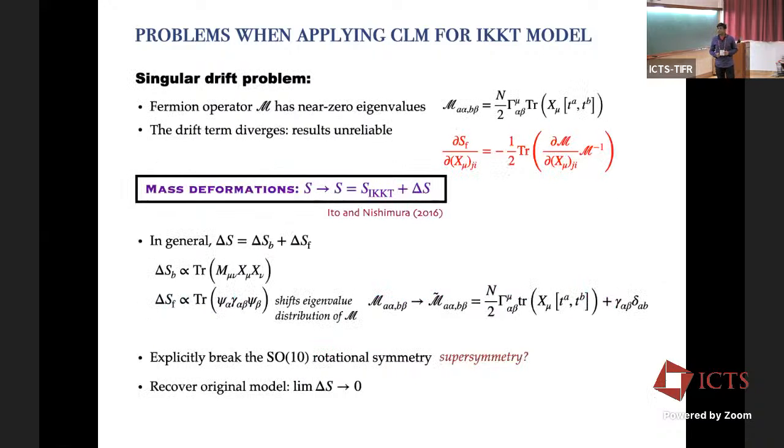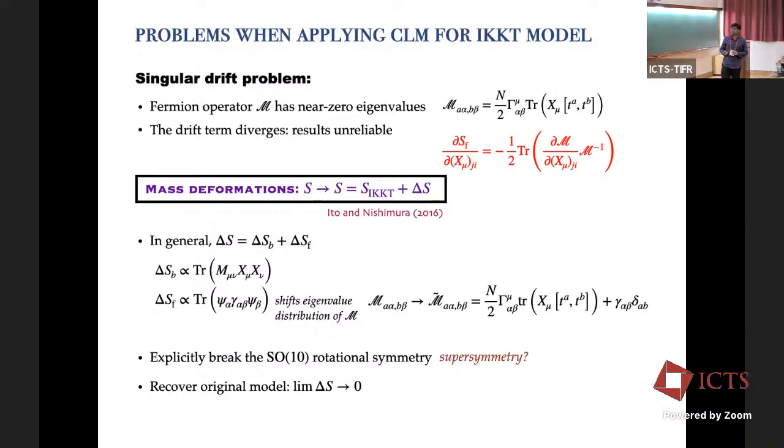So the second is a more difficult problem, which is the singular drift problem. As the name suggests, it is related to the divergences, the singularities, in the drift. It occurs when the fermion operator has near zero eigenvalues, and since the drift term includes an inverse of the fermion operator, the drift diverges for these near zero eigenvalues. Again, this violates the correctness criteria of complex Langevin, and the simulation results are unreliable in that case.